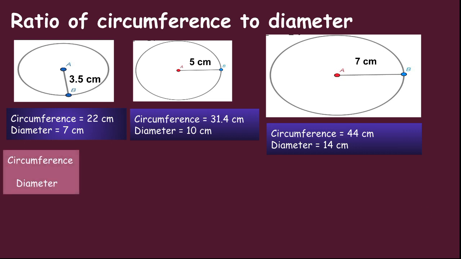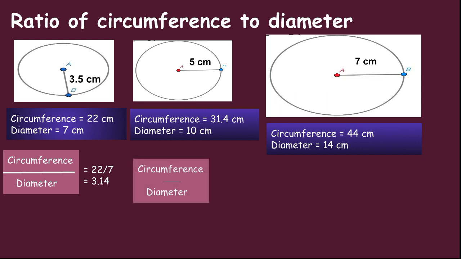In the first case, circumference by diameter is 22 by 7 or 3.14. If you divide 22 by 7, it's actually a recurring decimal. If you round it off to 2 decimals, you'll get 3.14. Next, in the second case, the circumference is 31.4 divided by 10. When you divide a decimal by 10, the point moves one digit towards the left. So 31.4 by 10 becomes 3.14.